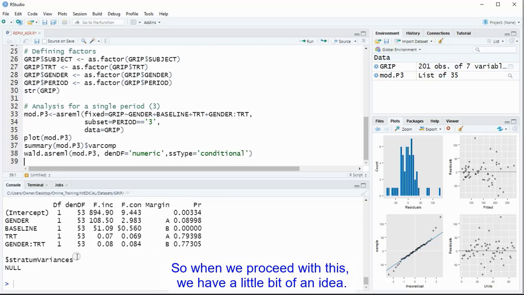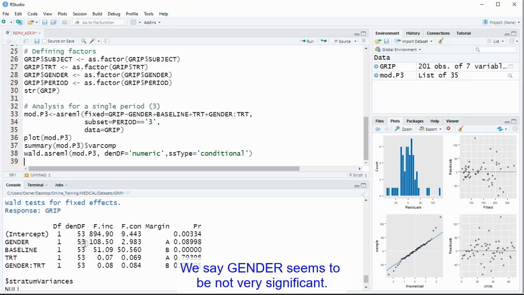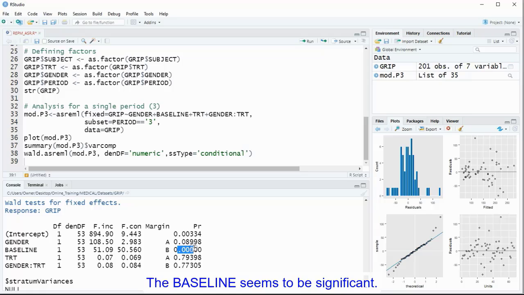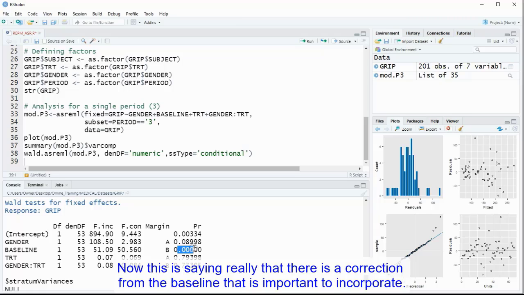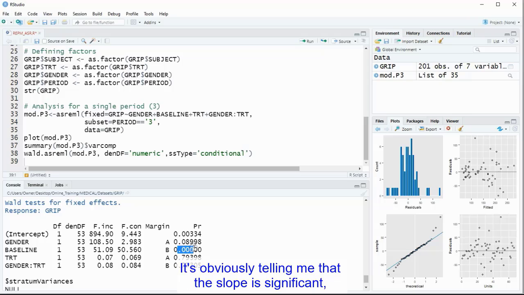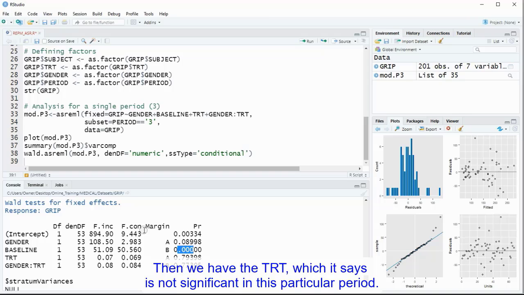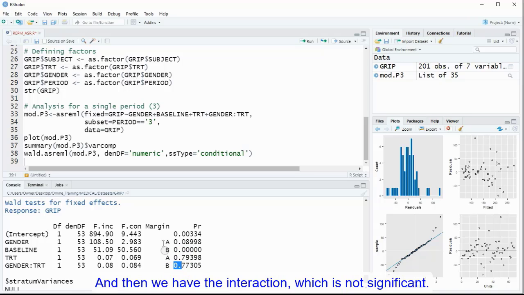So when we proceed with this, we have a little bit of an idea. Gender seems to be not very significant. The baseline seems to be significant. This is really saying that there is a correction from the baseline that is important to incorporate. It's telling me that the slope is significant, so the baseline is affecting what happens. Then we have the treatment, which is not significant in this particular period. And then we have the interaction, which is not significant.